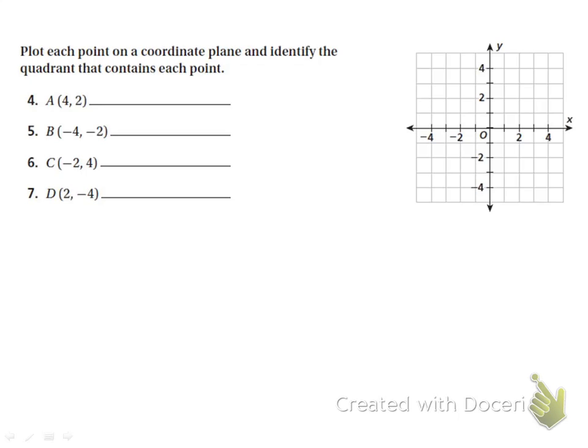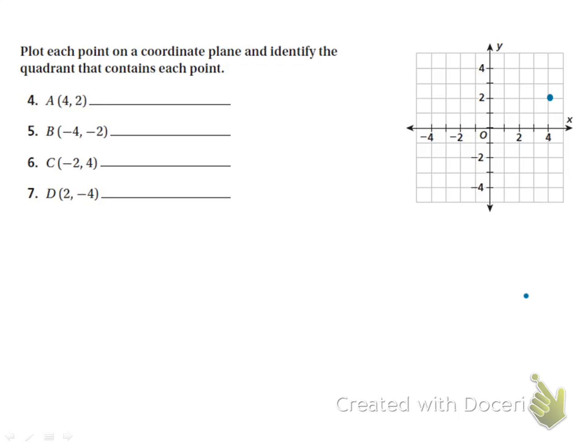Well, the first number is always the x and the second number is the y. So I always start at 0, 0 to begin with and move over 4 to the right, and then I move up 1, 2. So now my new spot that I should have graphed is 4, 2.